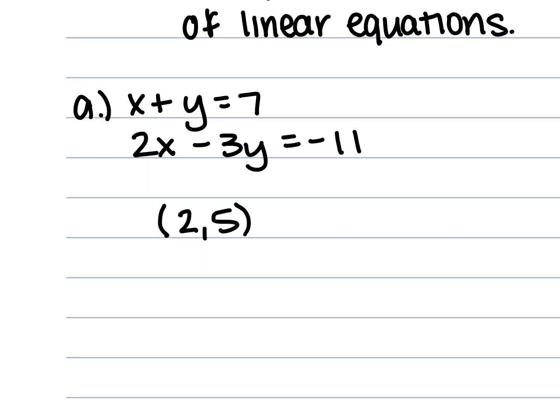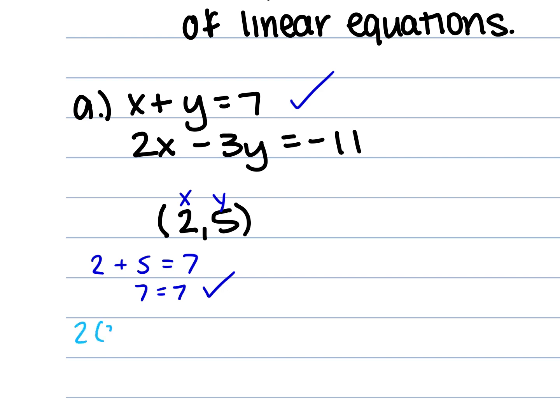For A, which number is my x and which one's my y? Which is x? 2, and that means 5 is going to be y. So I need to plug both 2 and 5 into the x and y in both equations and see if it makes sense. I'm going to start with the first equation. You have 2 plus 5 is equal to 7. What's 2 plus 5? 7. So 7 equals 7. So it works in the first one. So we're good there. And then let's plug it into the second one and see if that makes sense too.